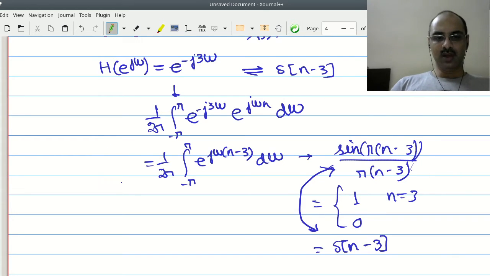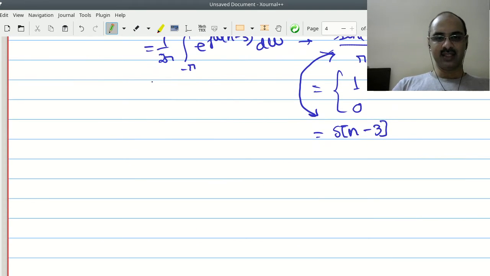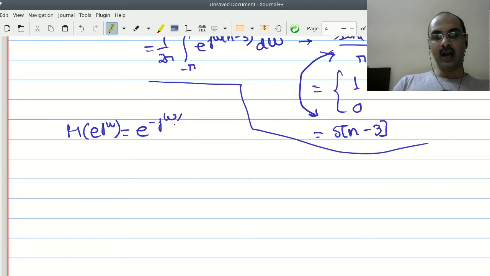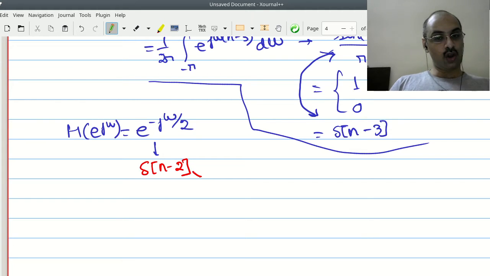But in one of the questions we had something like this, a slight variation, but let's say H of e power j omega is given to be e power minus j omega by 2. Now in this case it is tempting to write, I will write it in a different color, delta of n minus 2. This is completely wrong. Sorry, it's not delta of n minus 2, it is n minus half rather.